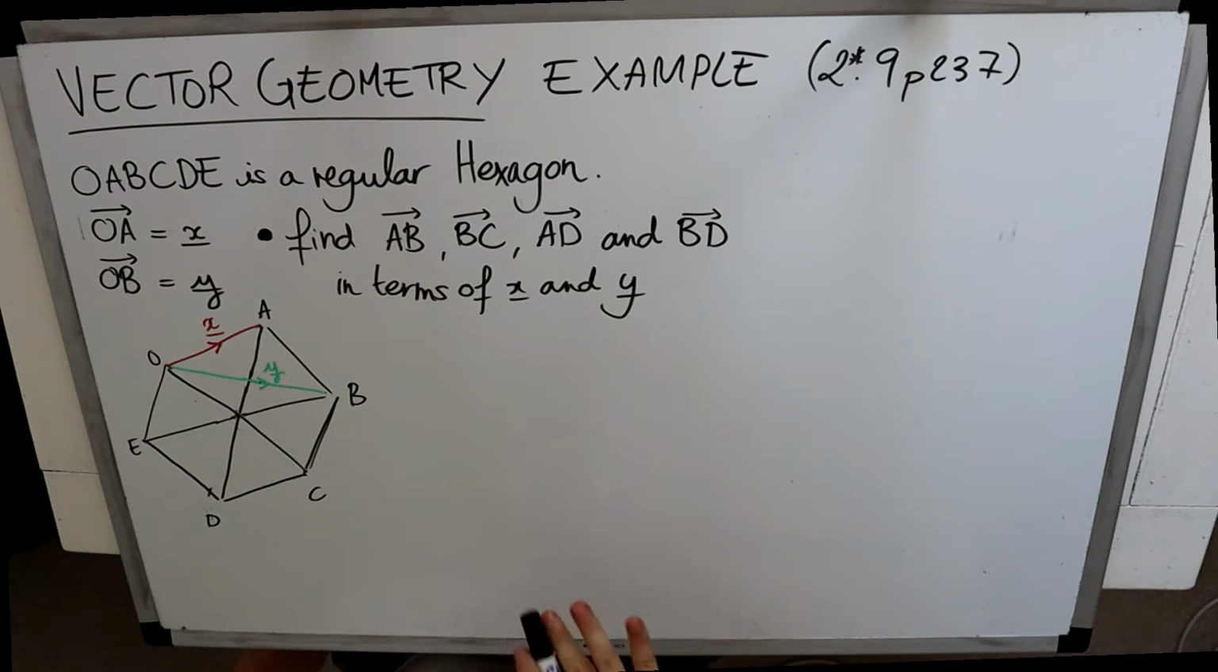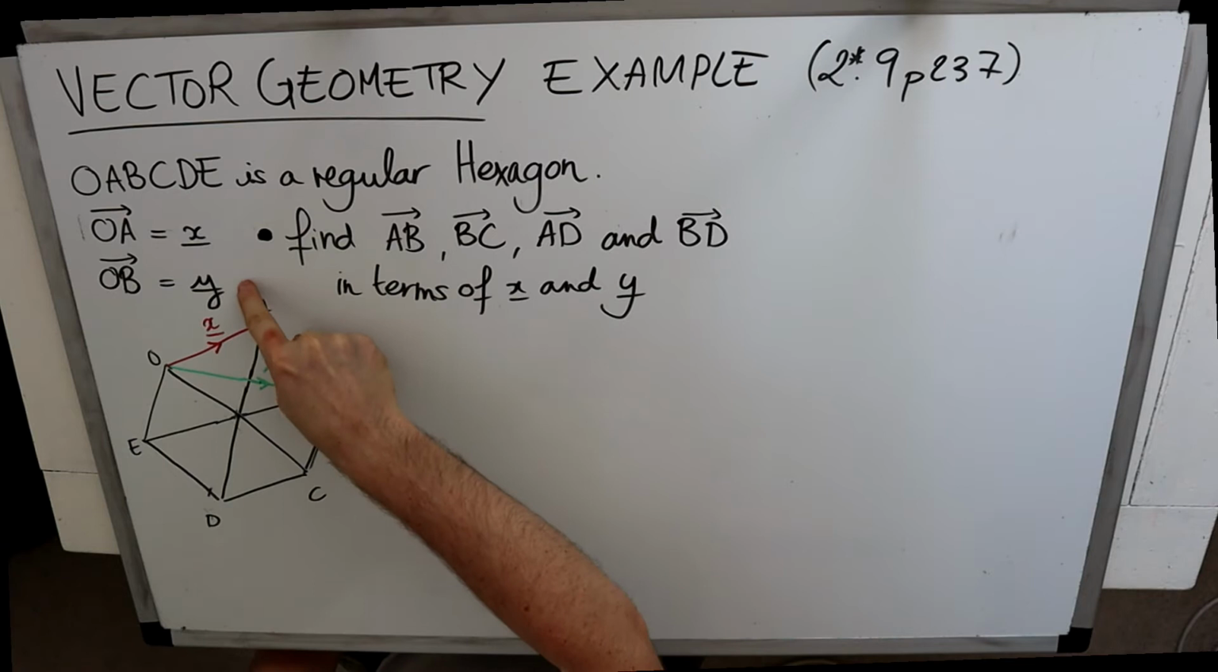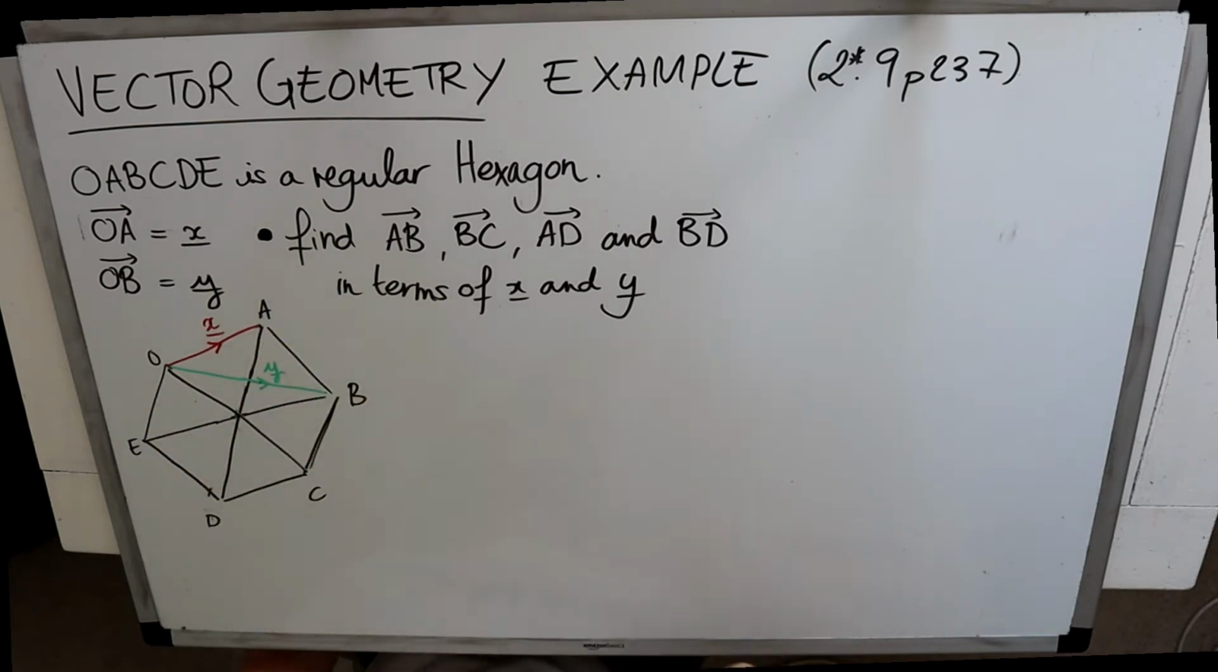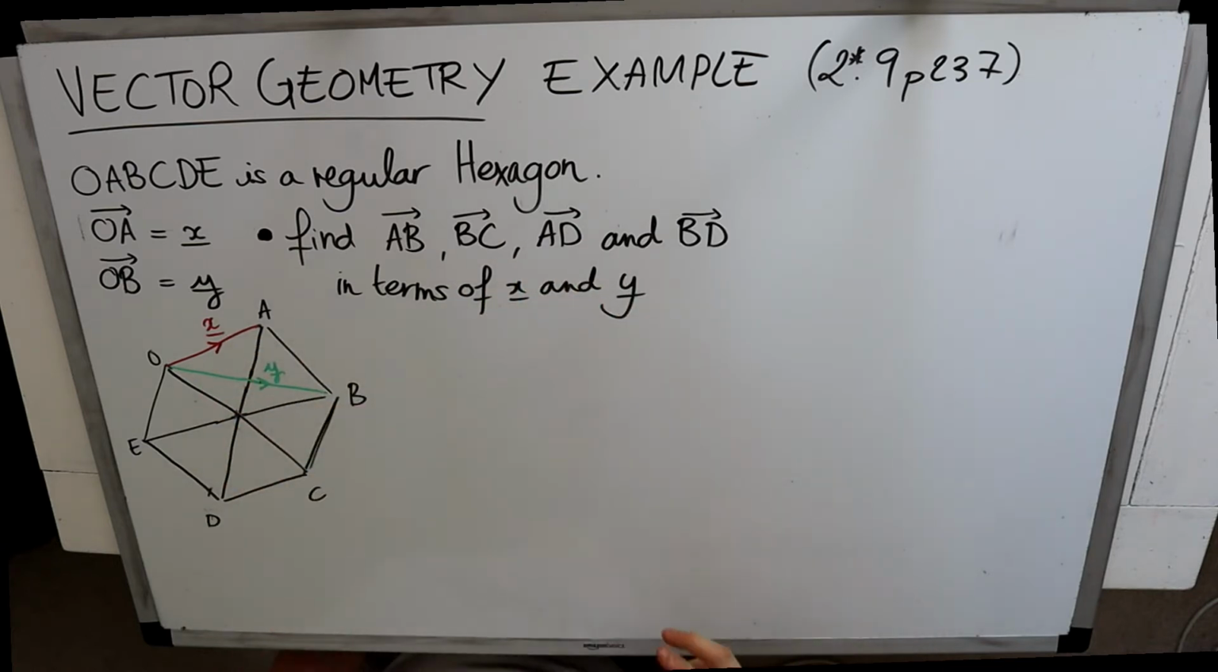Alright, here we have a vector geometry example from the vectors chapter. Essentially, we are given a shape. We're given OA is equal to x, OB is equal to y, so we've renamed a couple of the vectors, and we are asked to express a bunch of new vectors in terms of x and y.